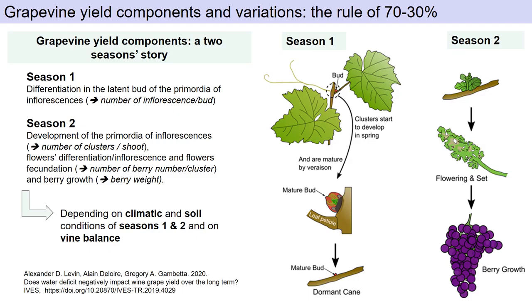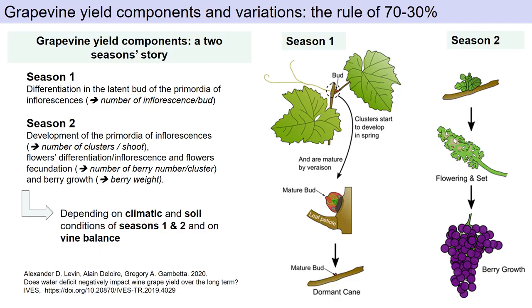And then you have the period of flower fecundation. Because, as you know, for a berry to develop normally, one normal seed is needed within the berry. To make a long story short, this is the 70% part of the yield components. The 30% part is linked to the number of berries and their volume.